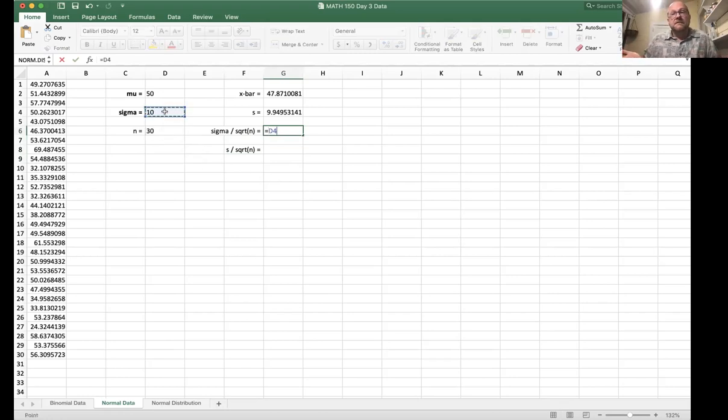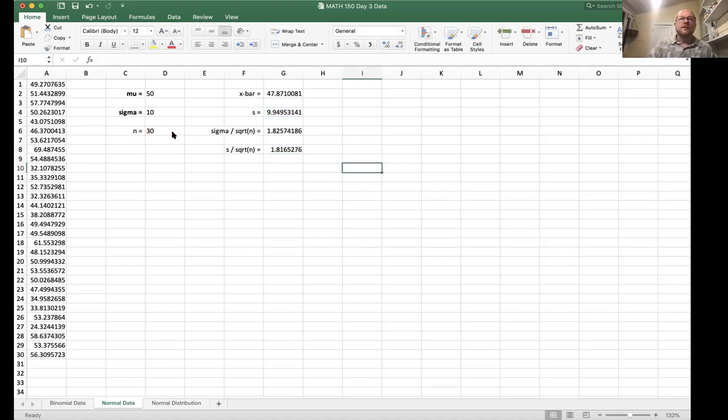Now, if I found out later that the sigma is actually something different, I could change where it's at and make that work. And square root of, and I'll click at the place where the n is. Okay, so that just does the calculation for you. Same thing here, equals, I'll hit the s, divided by the square root of, and I'll hit the n, and I'll let it do the calculation.